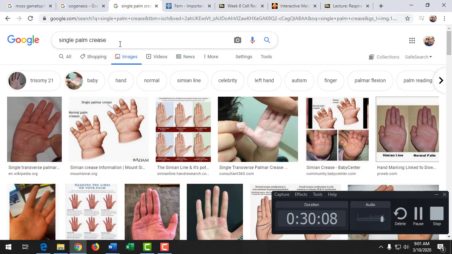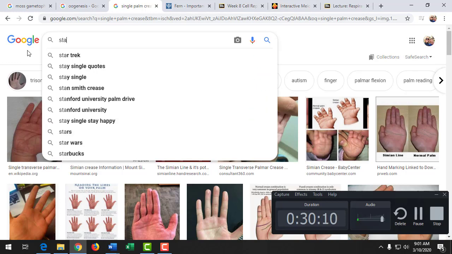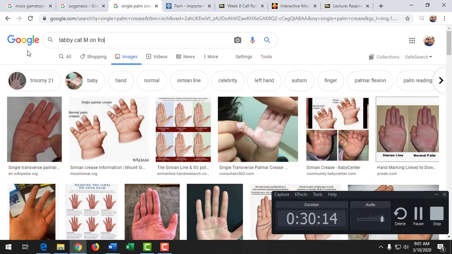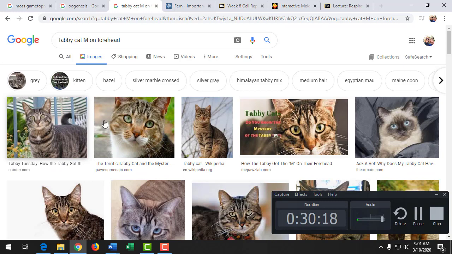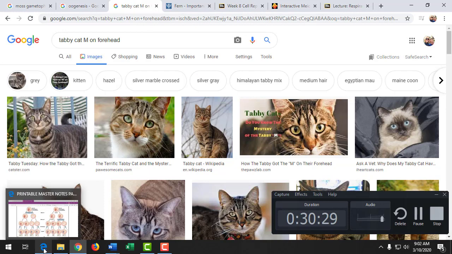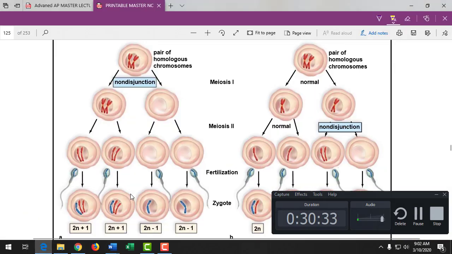Just for trivia's sake, you know that tabby cats have an M, right? You can look for it now. If you have a true tabby, see the M on their forehead? See right there? That's the tabby cat. You can look for the M.